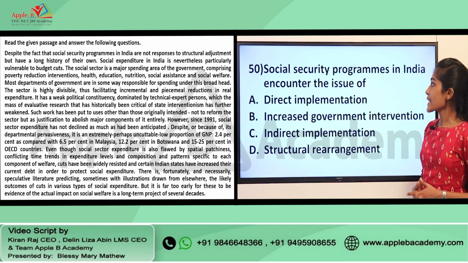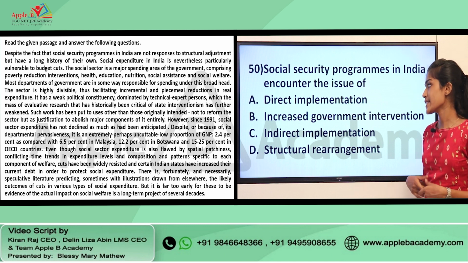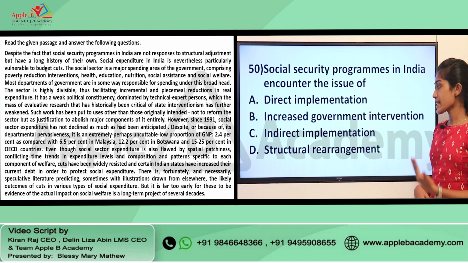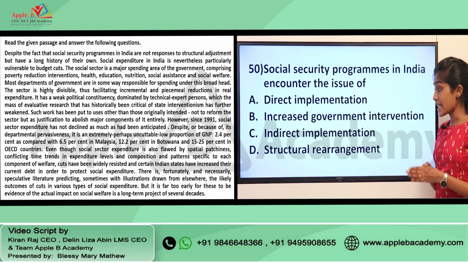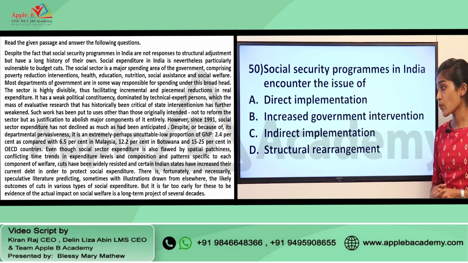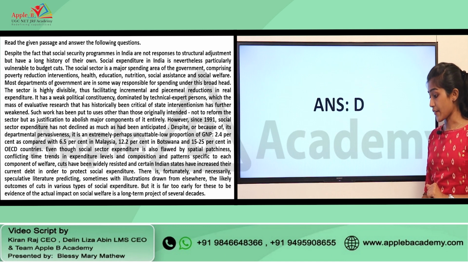Next question: social security programs in India encounter the issues of, and the options are: direct implementation, increased government intervention, indirect implementation, and structural rearrangement. The right answer for this question is option D, that is structural rearrangement.